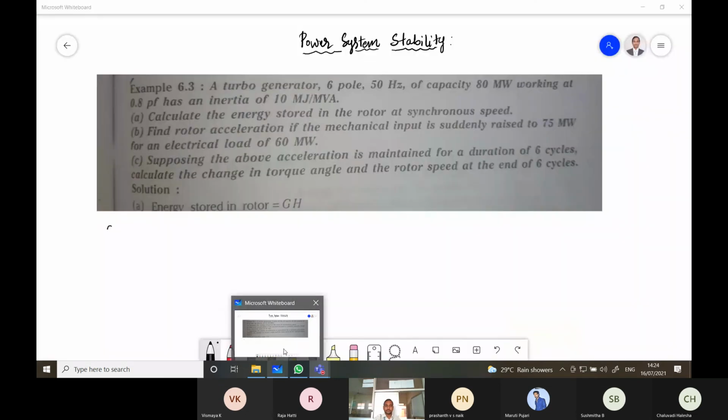Okay, good afternoon everyone. And today we'll solve some more problems on power system stability on swing equations.